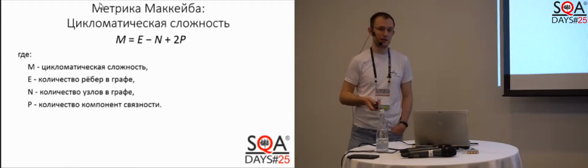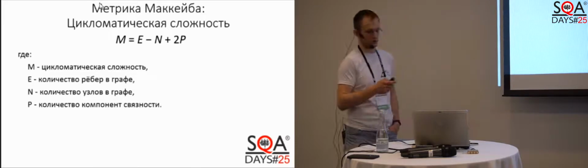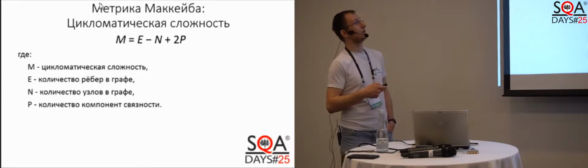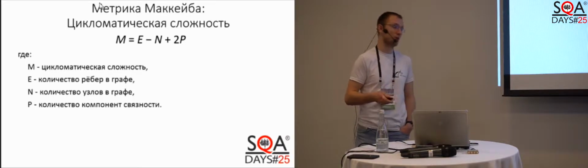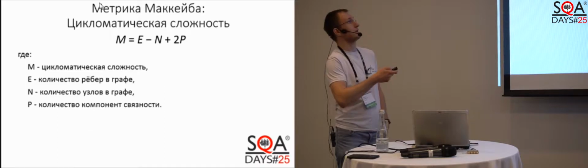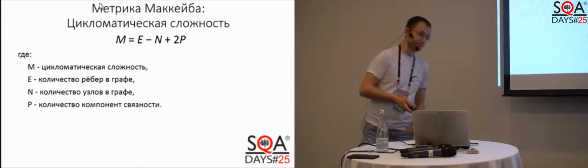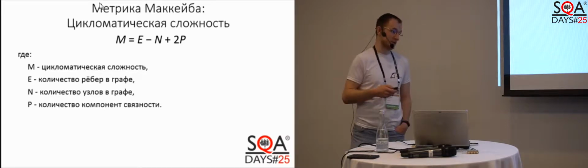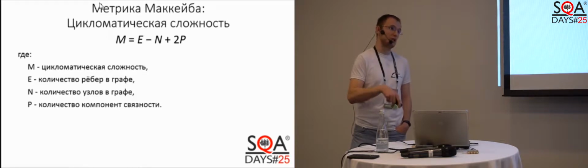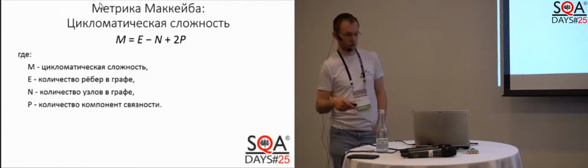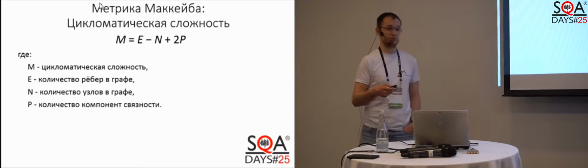Another complexity metric is the well-known McCabe metric, or cyclomatic complexity, which is calculated on the basis of the control flow. Mathematically, it is calculated like that. The formula is here. E is the number of edges, N is the number of nodes, and the only thing you need to learn is the number of connected components. It is the number of edges you need to add to the control flow graph to transform it into a strongly connected graph, which means that you can go from any vertex to any other vertex.